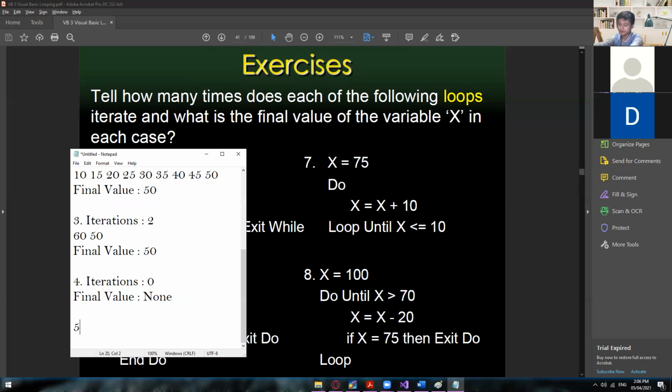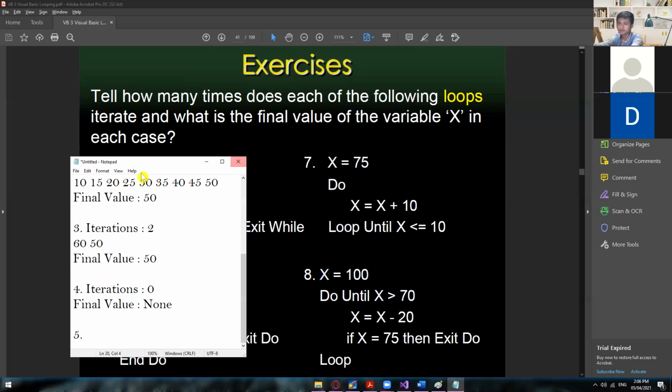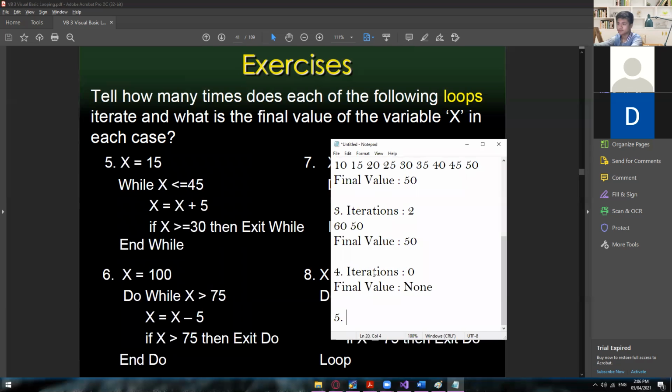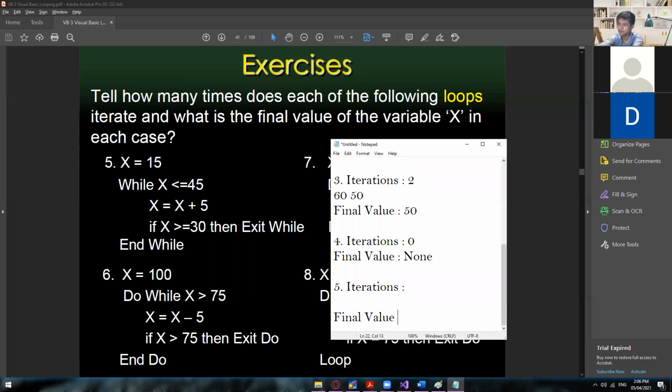Okay, so for number 5, the same question: how many times will it iterate, and what is the final value? Initial value is 100, which is greater than 75. We are using while, so while this condition is true, it will keep on iterating. 100 is greater than 75, so true. The first value is 100, and it's decrementing by 5. So the next one is 95.